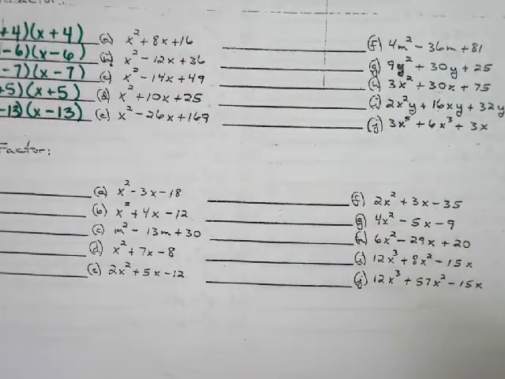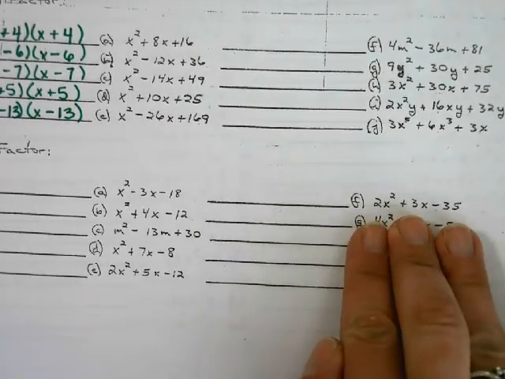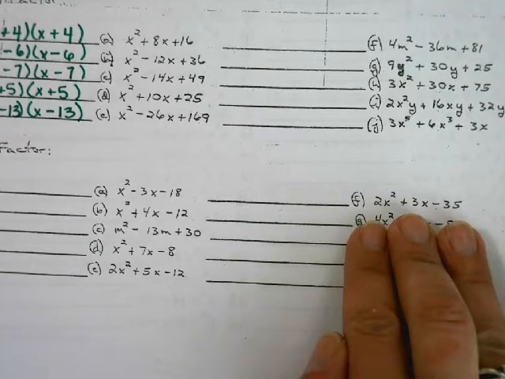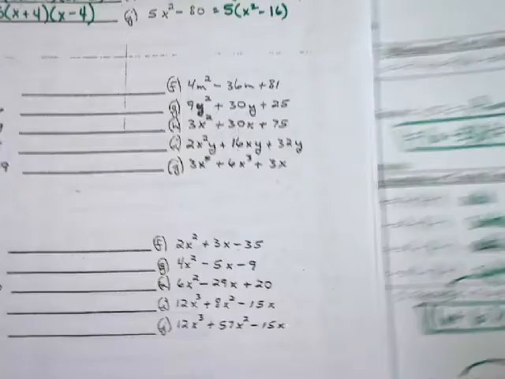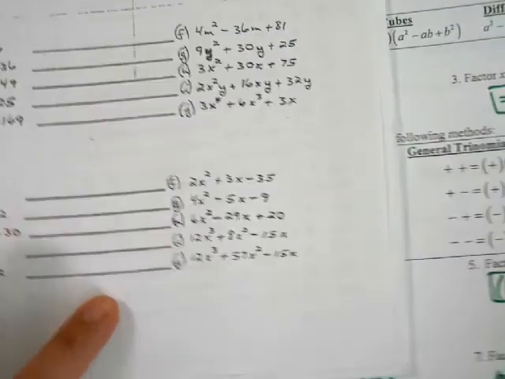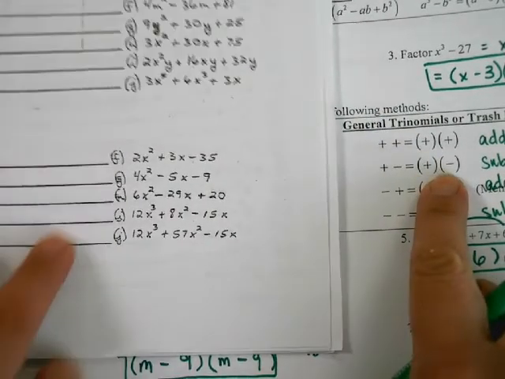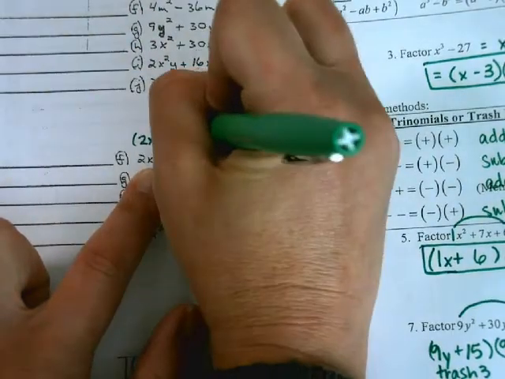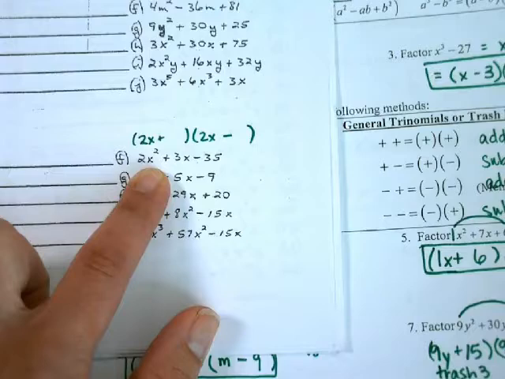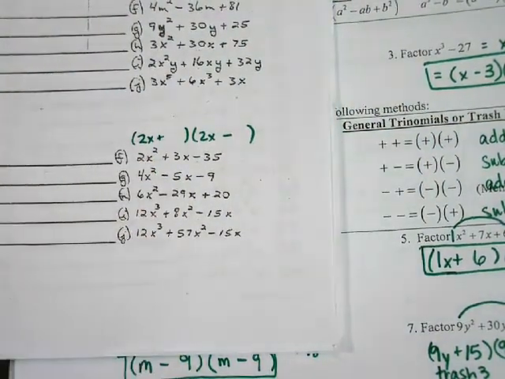So the first thing we always do is we look to see, do they have anything in common? If we look at F there, I have 2x squared plus 3x minus 35. Do they have anything in common? No. So I'm going to go look at my sign chart. I have a plus and a minus. So what are my signs going to be? Plus and a minus. So I have 2x plus, 2x minus. Give yourself some room because we're going to have to do some trashing. When you have a number out front, you have to do some trashing.